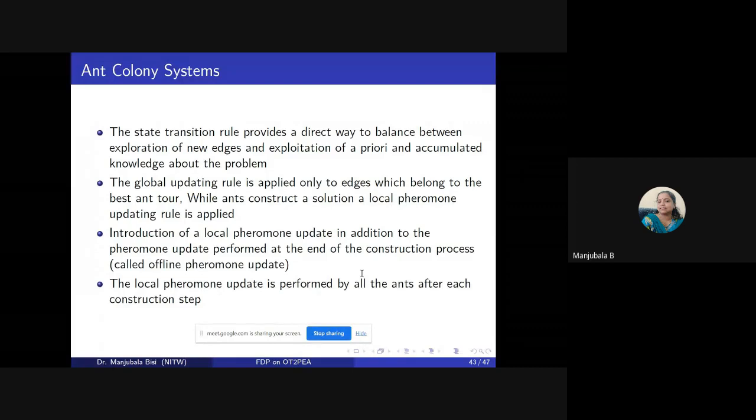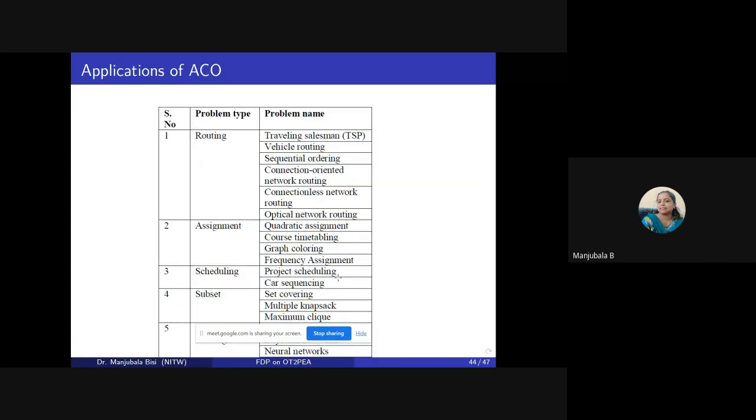In the Ant Colony System, there is a global updating rule and a local updating rule. Locally, the ants will update the pheromone. Globally, also the ants will update the pheromone. The state transition rule provides a direct way to balance between the exploration of new edges and the exploitation of a priori and accumulated knowledge. So exploration and exploitation will happen in the Ant Colony System. The global updating rule is applied only to edges which belong to the best ant, and the local pheromone is updated by every ant. In this way the Ant Colony System can vary, depending upon your global updating rule or the local updating rule of the pheromones.